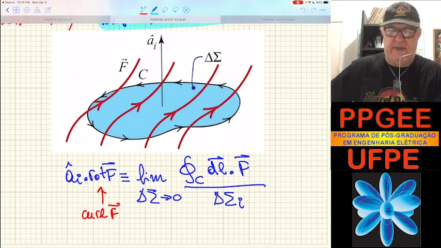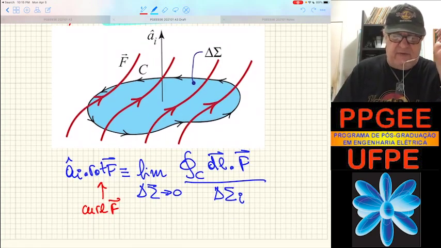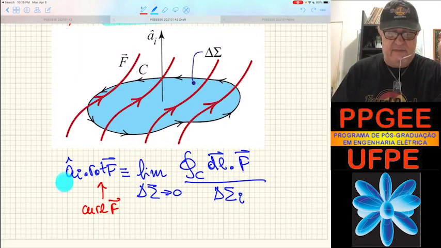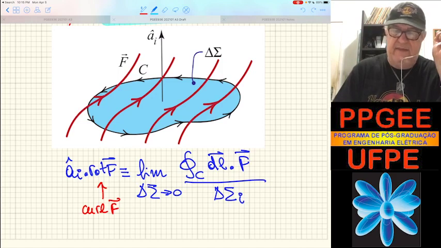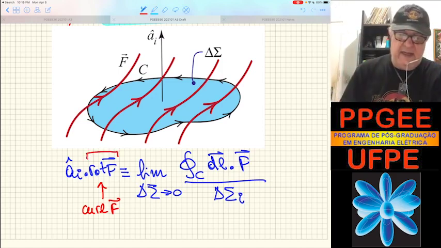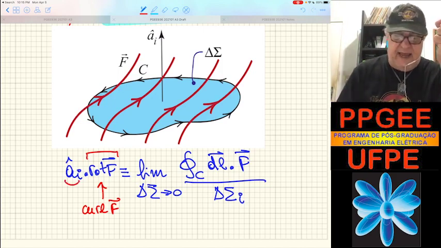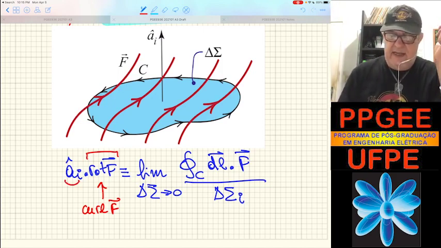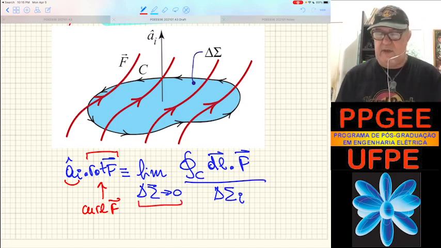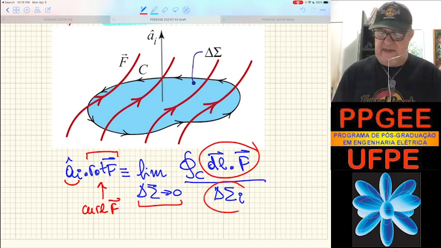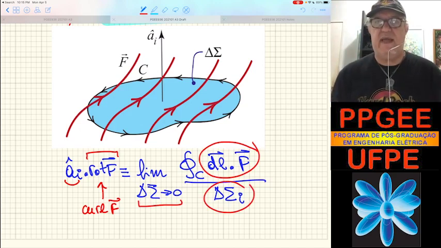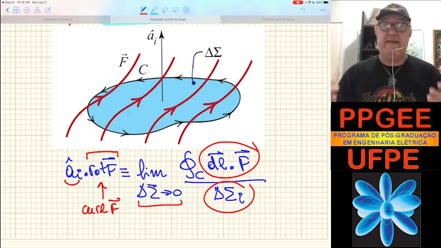So by definition, the component of the rotational field, let's say, along AI, is the projection of this vector, right? One of the components. Let's calculate one only. This component along AI, which is the projection, is a limiting process between circulation of the field and the path that encloses that surface, which is orthogonal to AI. Okay? That's the definition.